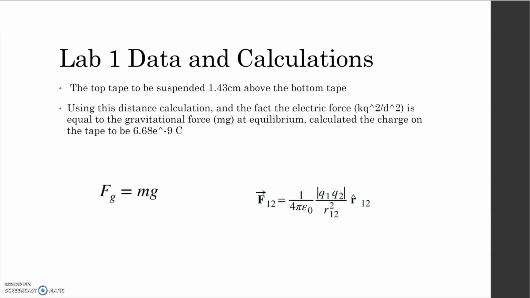For Lab 1, we found that the top tape was suspended 1.43 centimeters above the bottom tape. Using the distance and the fact that the electric force, which is the constant K times Q squared over D squared, is equal to the gravitational force, which is the mass times the gravitational constant at equilibrium, we calculated the charge on the tape to be 6.68 times 10 to the minus 9 coulombs.